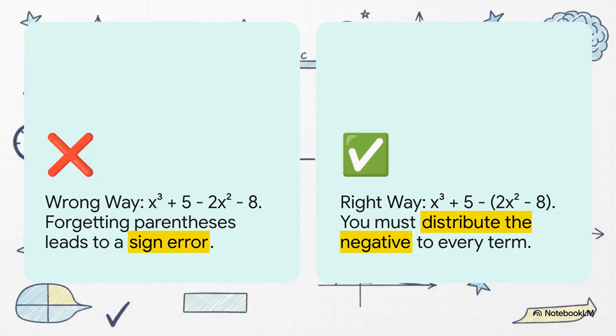Here is another absolute classic trap. It looks like simple algebra, but it pops up in calculus all the time. When you subtract one function from another, you have to subtract the entire thing. Look on the left. If you forget the parentheses, you get the sign wrong. On the right, you see you have to use parentheses and distribute that negative sign to every single term. It completely changes the answer.